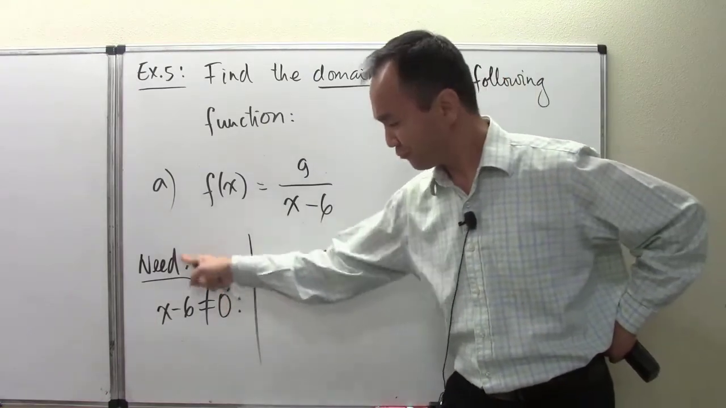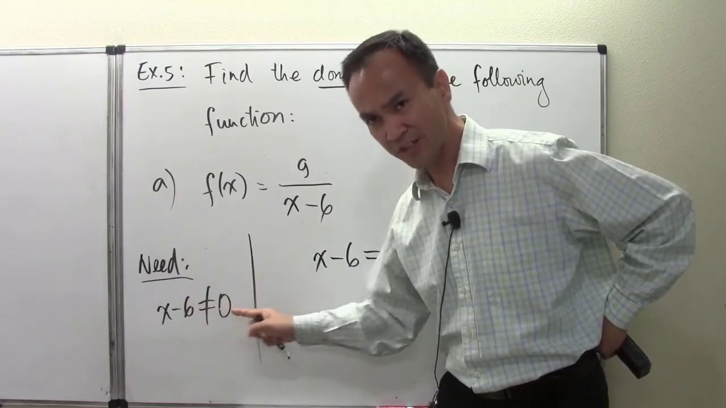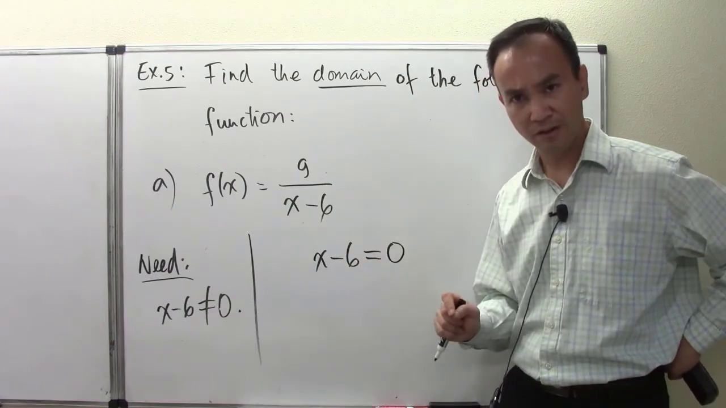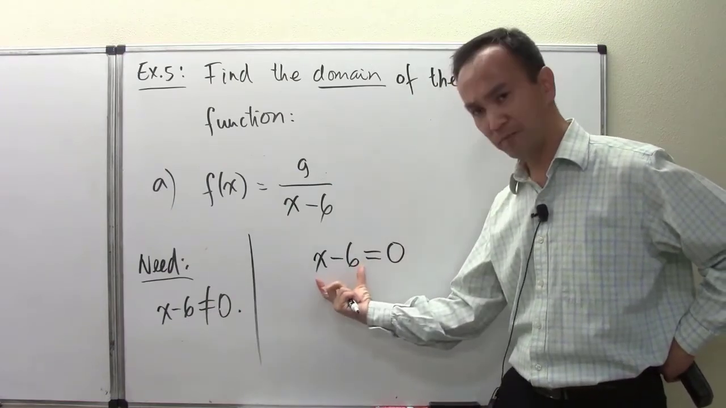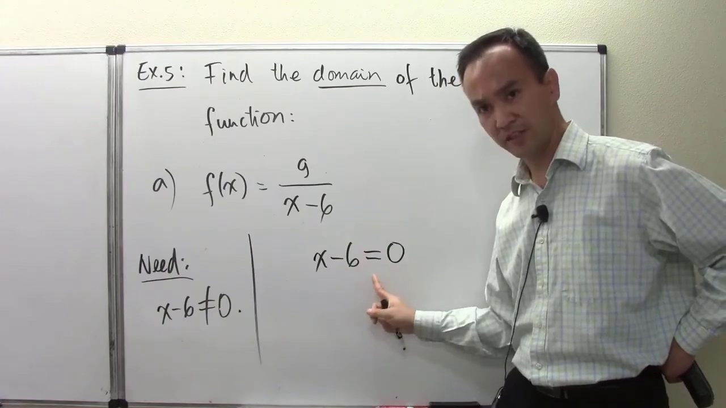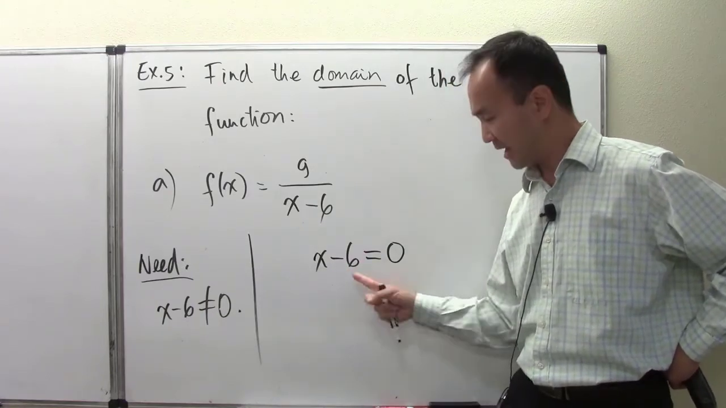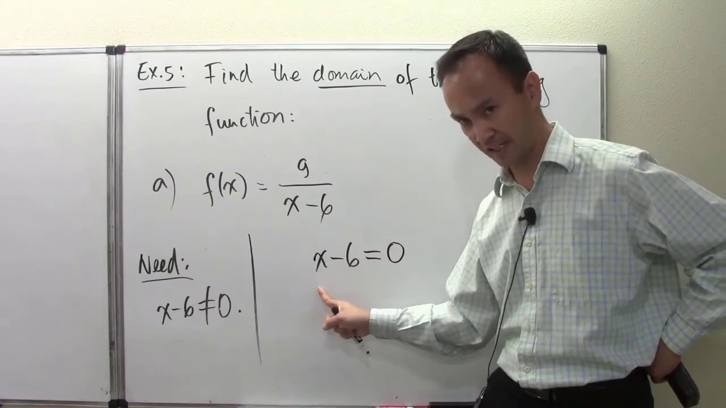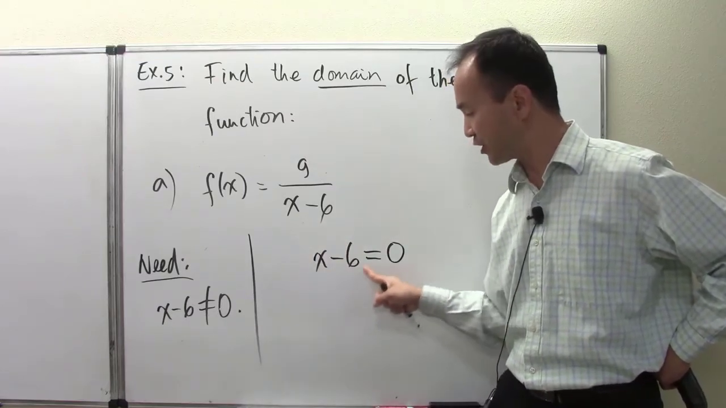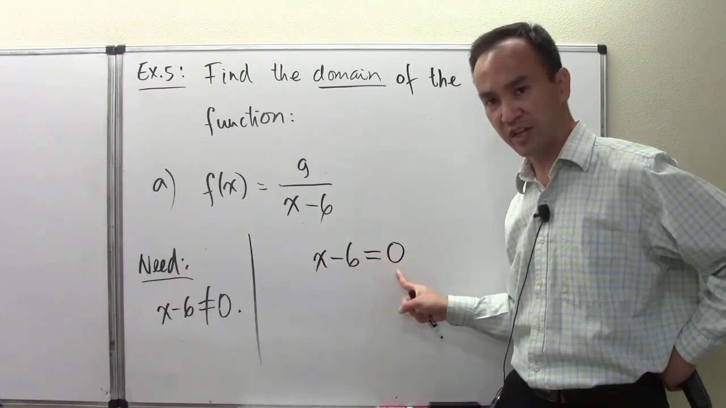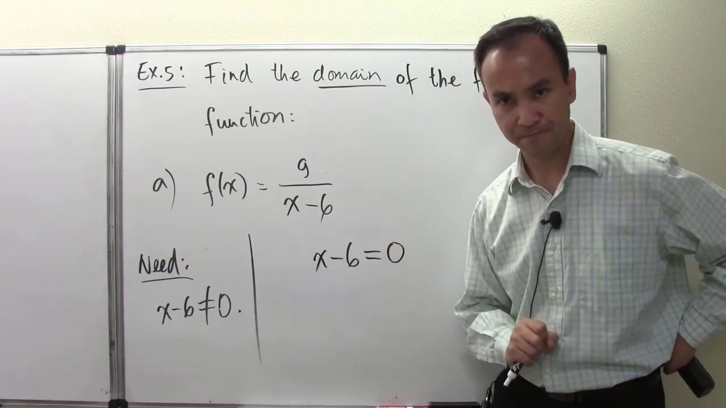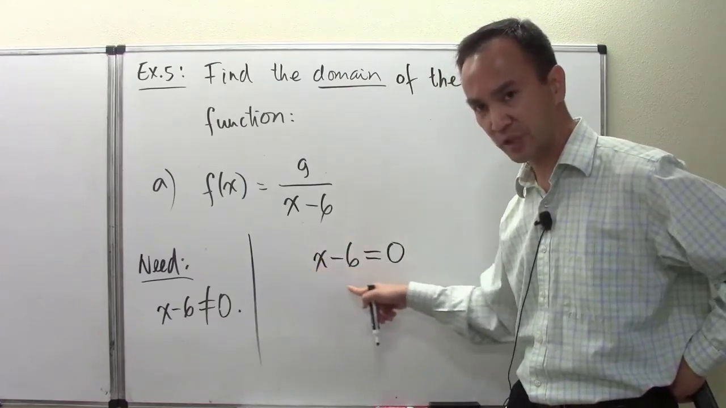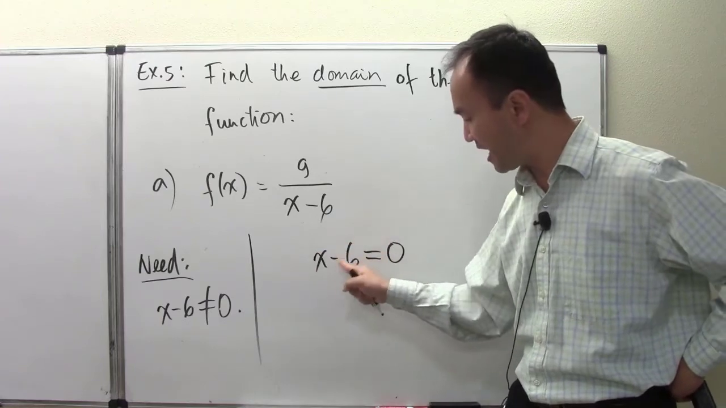Wait a minute. We want x minus 6 to be non-zero. Okay? But why am I looking for x minus 6 equals 0? Because here's the logic. I'm calling this bad, because x equals 6 is bad. But at least by doing this, I'm going to find out precisely which value of x causes my denominator to equal 0. I call that the bad guy. So I'm going to purposely set x minus 6 equals 0, and I'm going to find out from this equation.